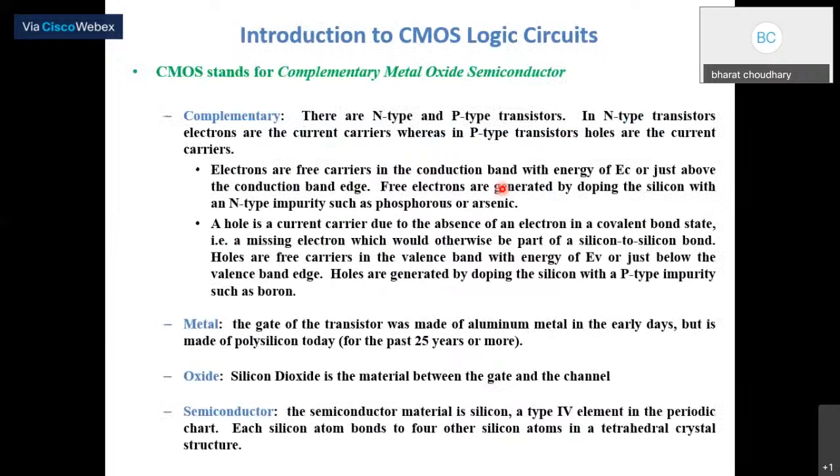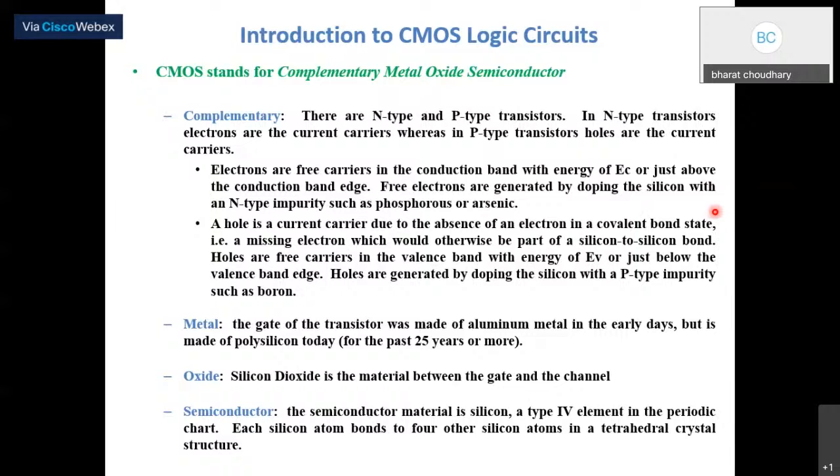As you all are aware, CMOS stands for complementary metal oxide semiconductor, where the term complementary is due to the two different types of transistor, one N type and another P type, which are complementary in nature. In the N-type transistor electrons are the charge carriers, whereas in the P-type holes are the charge carriers. Electrons are the free carriers in the conduction band with energy EC or just above the conduction band edge.